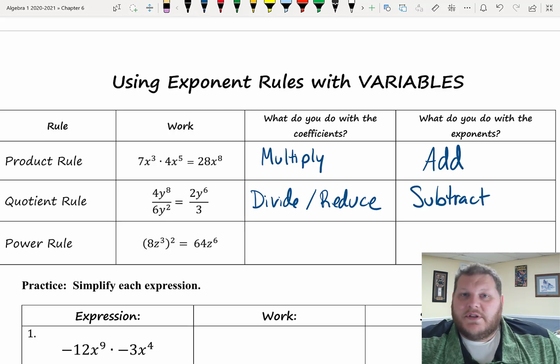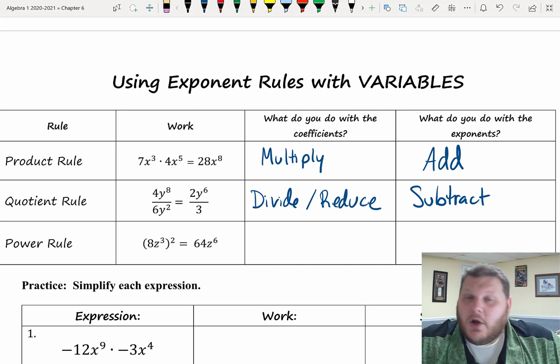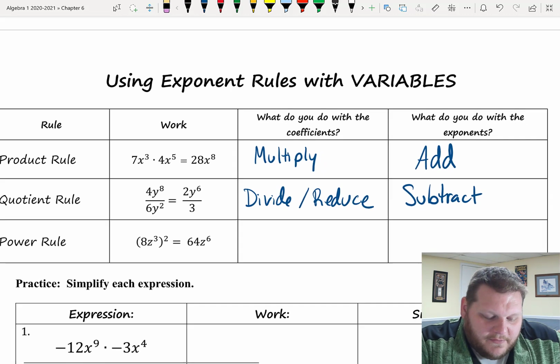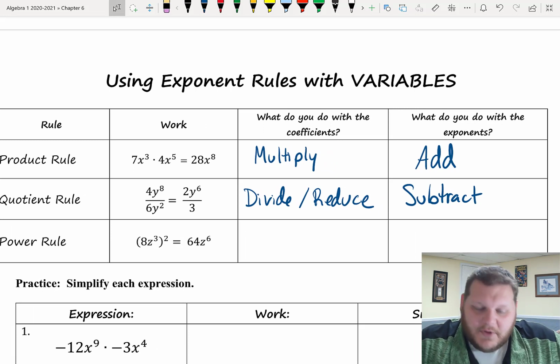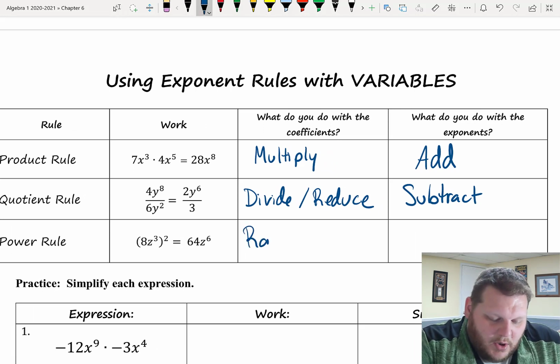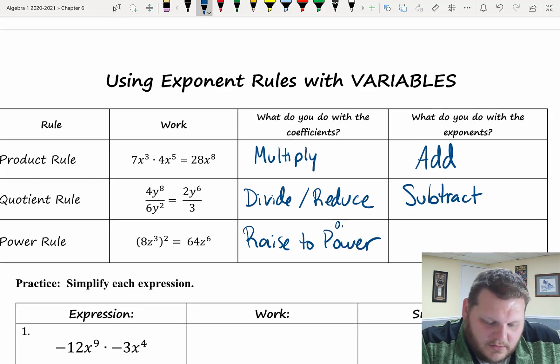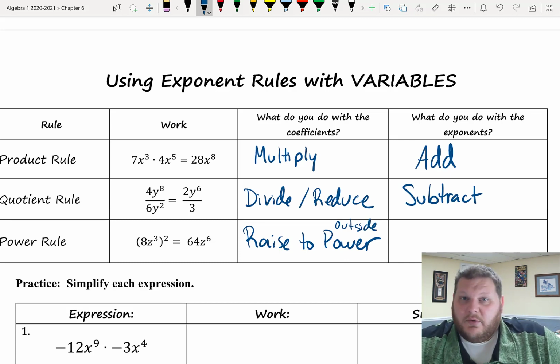Our third and final rule is called power rule. That is because we have a power being raised to another power. Not very creative, but we have no other operations going on for how our exponents are being applied. So that's why we call it power rule. So in power rule, remember, for our coefficients, for those numbers out in front, we're going to raise to a power. So I guess we could say raise to our outside power. So here, 8 is just going to be raised to the second power.